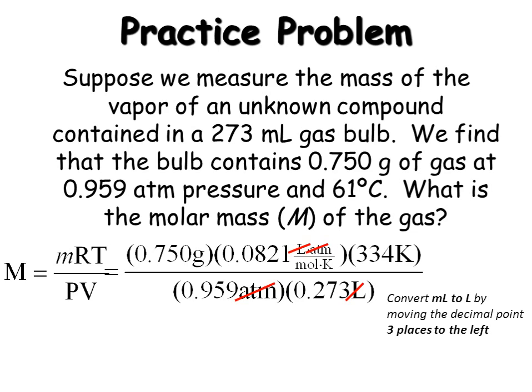Factoring out, atmospheres cancel, liters cancel, Kelvin cancels. The only units that are left won't factor out with one another, but if we see what they are, we have grams and inverse moles. Well, grams and inverse moles is grams per mole, which is the units for molar mass. So solving our problem, we should have 3 sig figs in our answer, and we should find a molar mass for this unknown gas of 78.6 grams per mole.